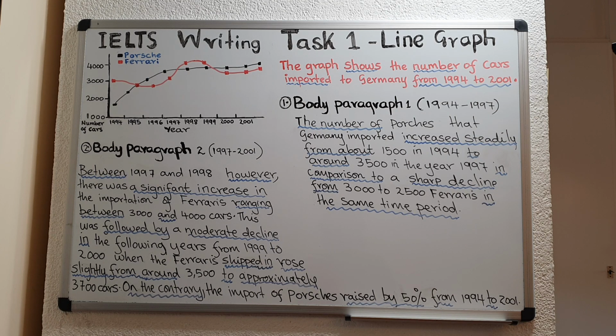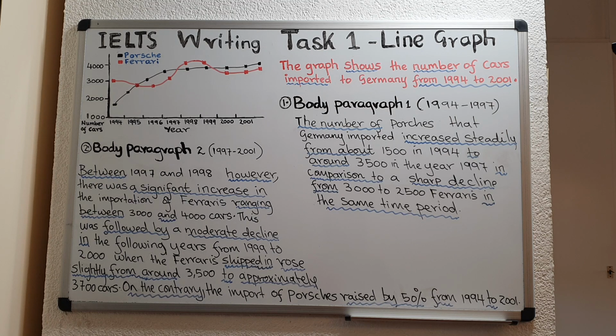But even though between the years 1997 and 2001, even though there was a rise in the number of Ferraris that Germany imported, between the years 1997 and 2000, we cannot compare that with the number of Porsches that were imported. And that is why I have used, on the contrary, the import of Porsches raised by 50% from 1994 to the year 2001, okay? Raised by 50%, okay?